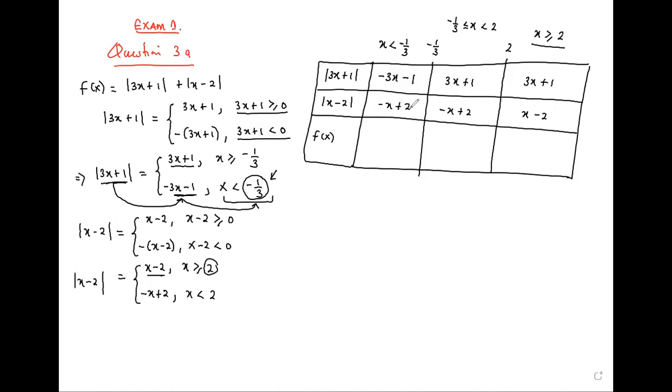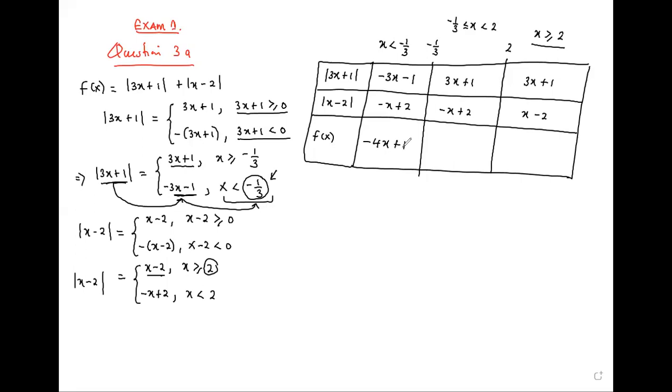Now for us to have f of x, we add, because we have a plus here. So we pick each piece and add. Negative 3x plus negative x gives negative 4x. Then negative 1 plus 2 gives plus 1.